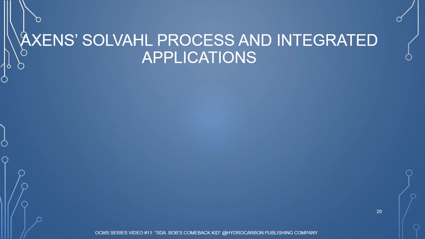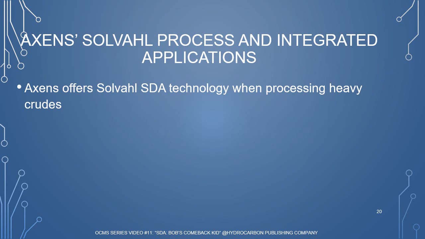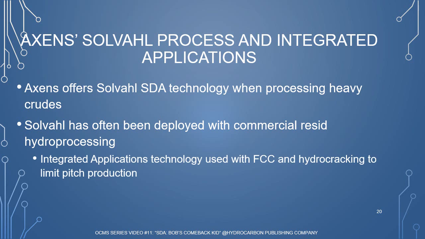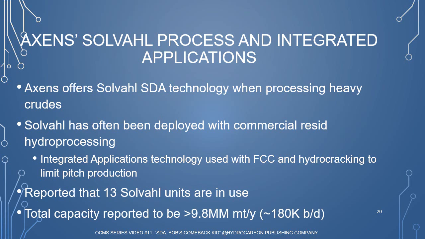AXENS offers its patented SOLVAHL SDA technology for processing heavy crudes. AXENS SOLVAHL has often been deployed in conjunction with its commercial resid hydroprocessing technology. Its integrated applications work alongside either commercial or conventional FCC and hydrocracking to limit pitch production. It has been reported that 13 SOLVAHL units are in use with total capacity reported at over 9.8 million metric tons per year, which is around 180,000 barrels per day.